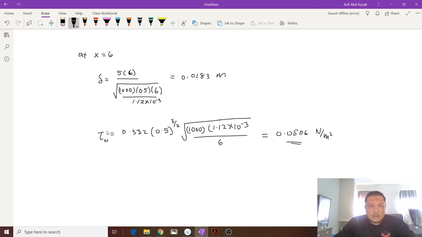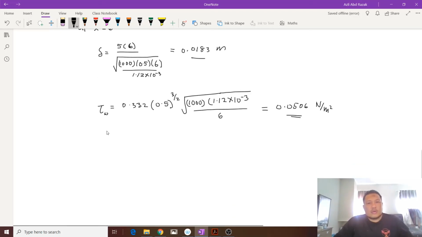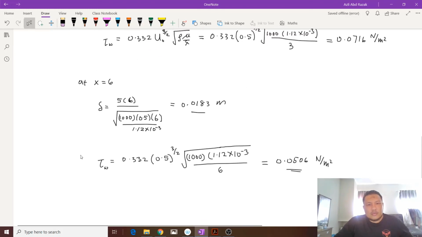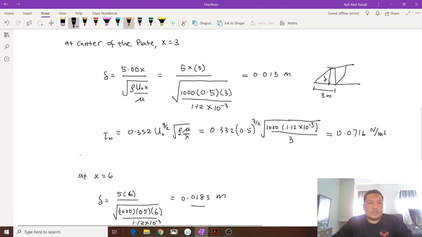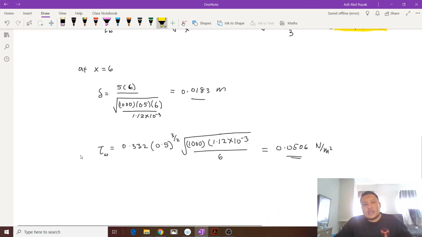So now we have all these values. We got all those results in here. The delta at the center of the plate is 0.013, and the shear stress is 0.016. At the trailing edge, we have a delta equal to 0.0183, and the tau wall equal to 0.05.